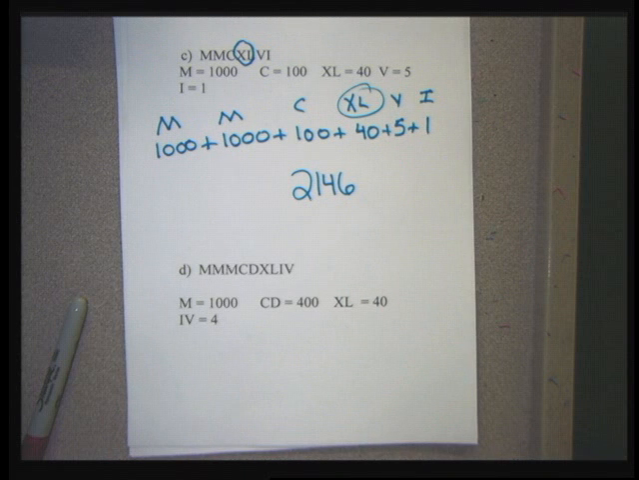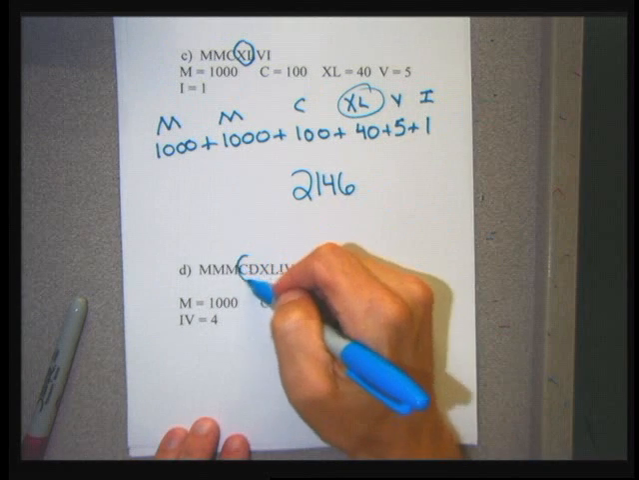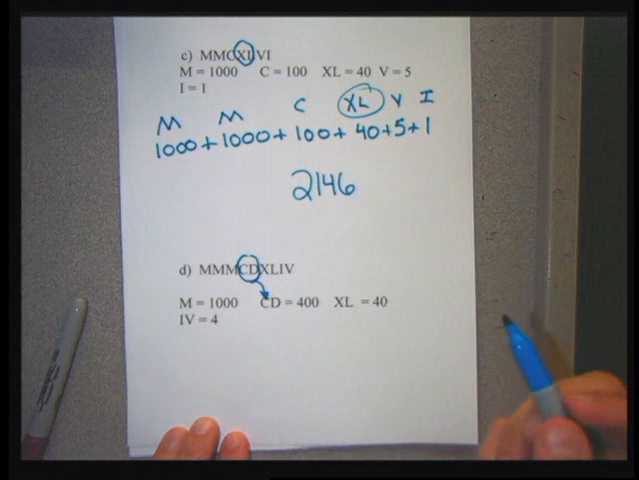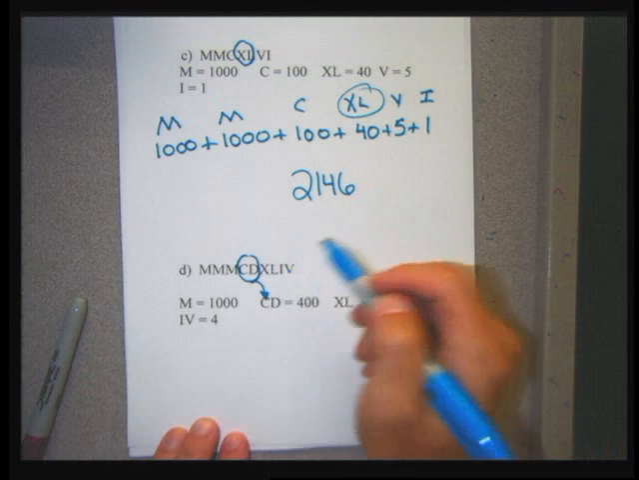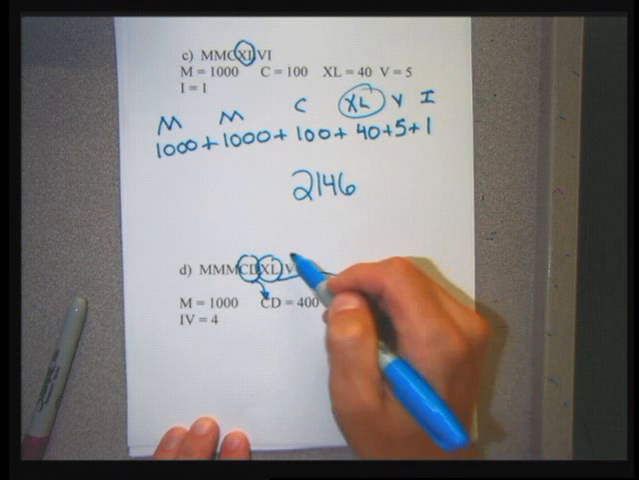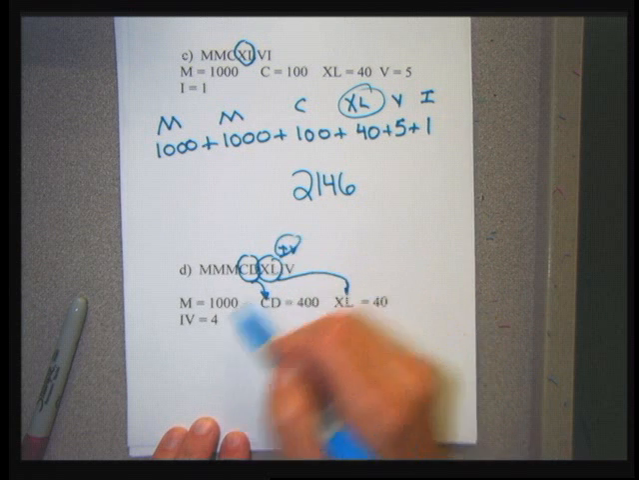Did a similar activity for part D. Part D had three special symbols. It had a CD that on my little chart is equal to 400. XL is equal to 40. And this IV is equal to 4.